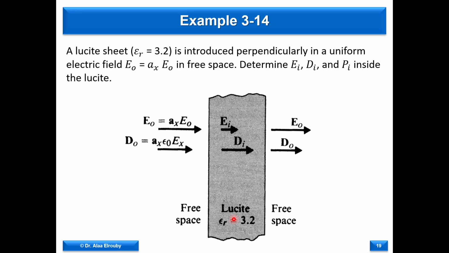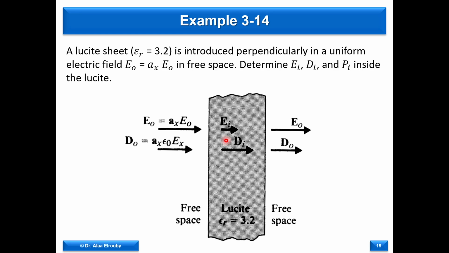Okay, so let us apply the boundary conditions on this example here. We have a sheet of dielectric material. The dielectric constant is given. It is introduced perpendicular to a uniform electric field. So we have a uniform electric field here, and we need to find the electric field inside the dielectric material. So in these cases, we need to find the boundary conditions and equate them to find the electric field.